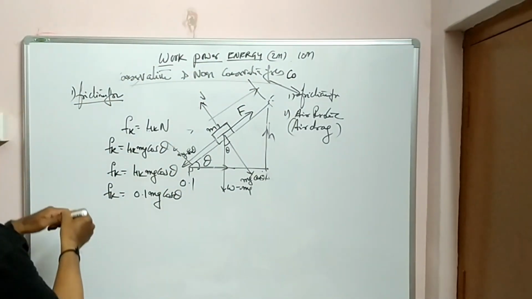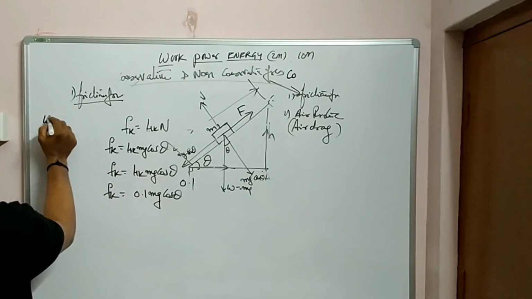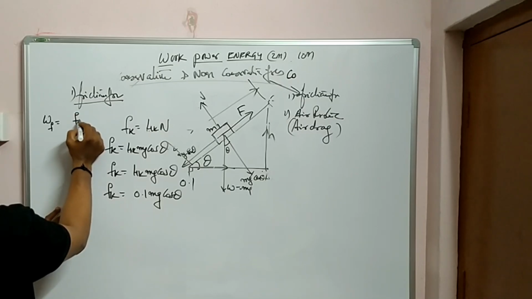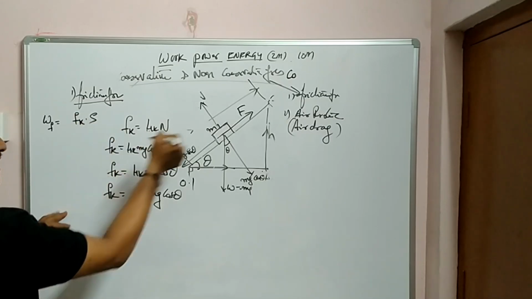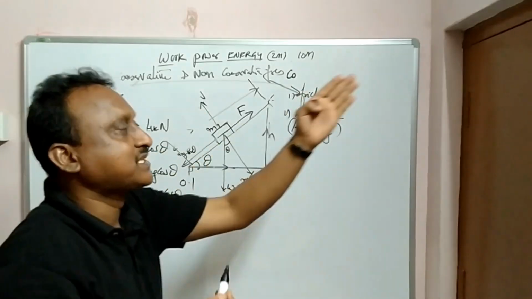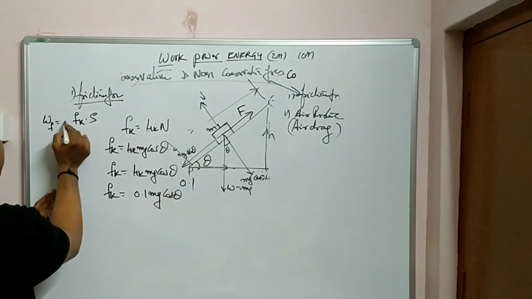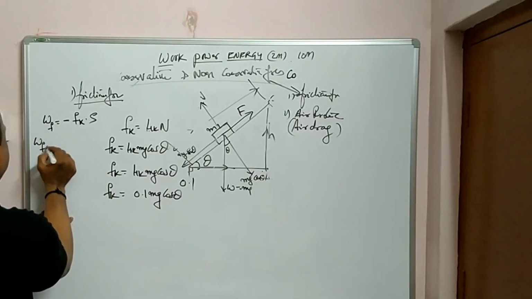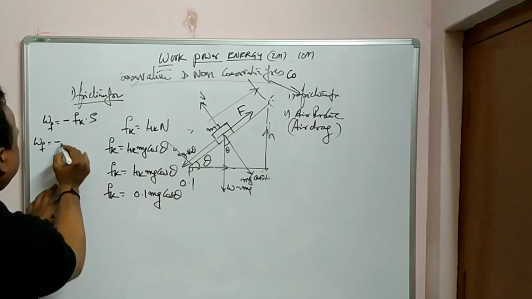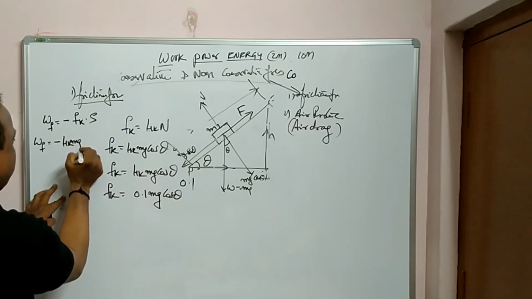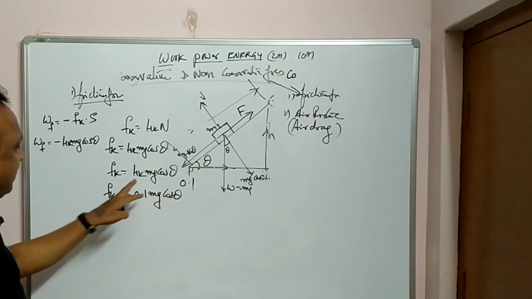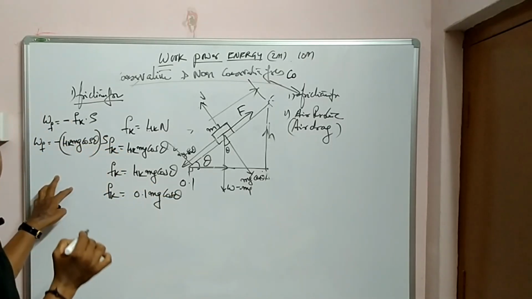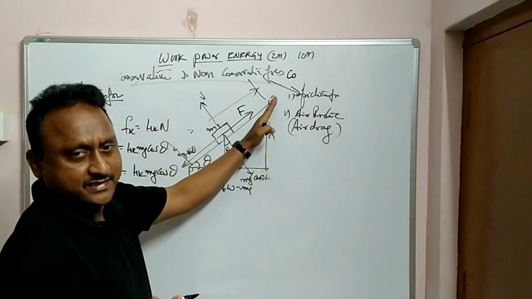Now what is the work done here? Work done by the friction is given by force into displacement. Force here is the frictional force into displacement. Friction acts downward, displacement is upward. So both are in opposite directions, that is minus Fk into S. That is, work done by the frictional force is equal to minus frictional force, that is minus mu k mg cos theta, into displacement S. So this is the first case, when the body is going in the upward direction.